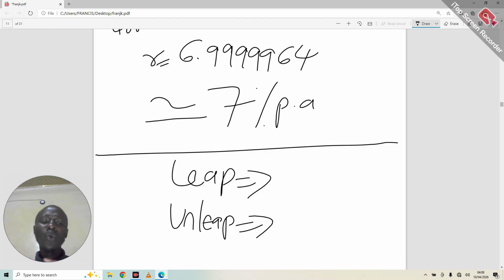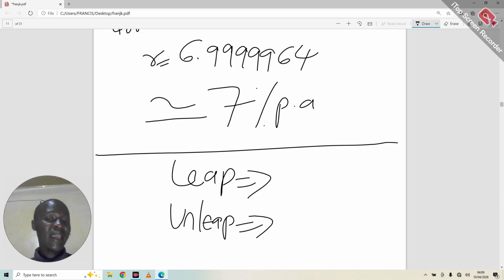So we are in year 2026. Considering 26, the last 2 digits, you will realize that the year 2026 is not a leap year. Why? Because 26 is not divisible by 4. Or am I wrong? Let's check. 26 divided by 4, that's 6.5. So that means we are not yet in a leap year.